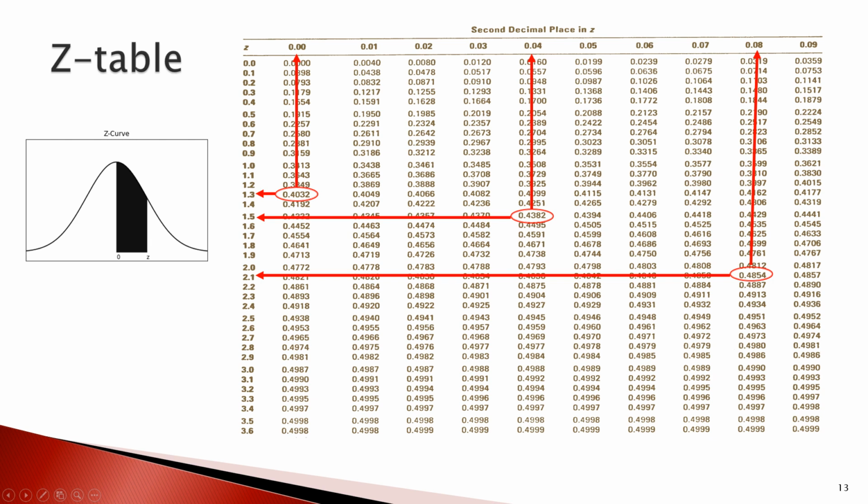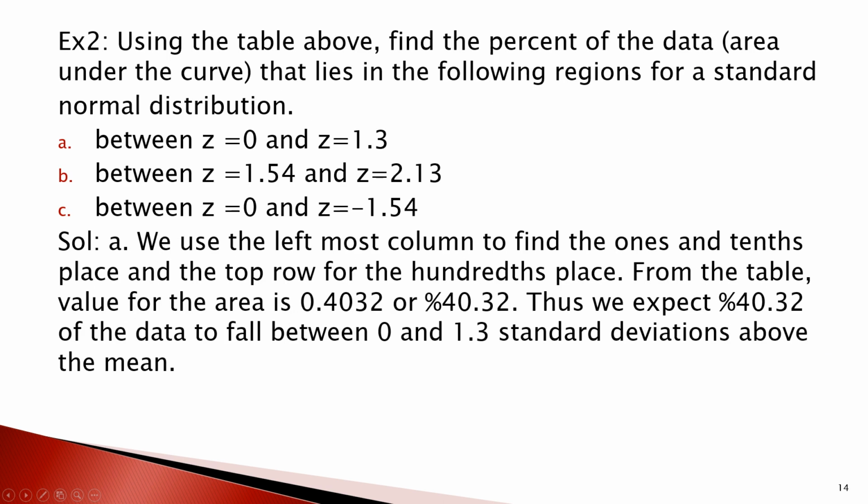So first of all, what is this number? What is this row and column? This one is 1.30. Okay, so this one is 1.3. For example, this one is 1.50, 1.54. Okay, so this point corresponds to the z-score for 1.54. And this one, for example, is the z-score for 2.18.